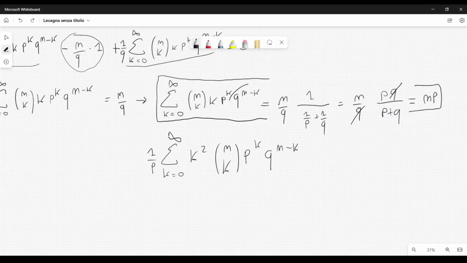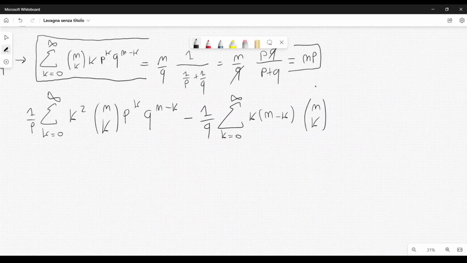But then I also have to take the derivative of this term, q to the n minus k, and similarly, I will get minus 1 over q. This minus sign is due to the fact that when I take the derivative of q with respect to p, I get a minus because of the chain rule. Sum with k going from 0 to infinity, k times n minus k, n choose k, and then I have p to the k, q to the n minus k, and this is equal to the derivative of np with respect to p, which is n.